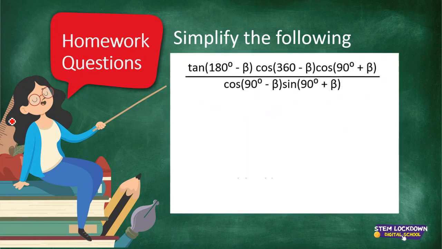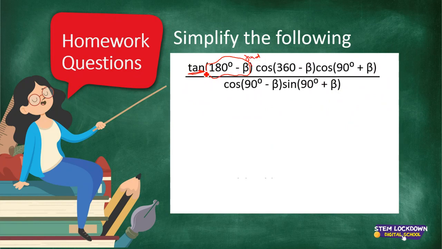Right, question 2. Question 2 was tan of 180 degrees minus beta, cos of 360 degrees minus beta, cos of 90 degrees plus beta, divided by the cos of 90 degrees minus beta times the sine of 90 degrees plus beta. We apply the same steps as always. We first begin to identify which quadrant do we find a 180 minus beta. That is our second quadrant.